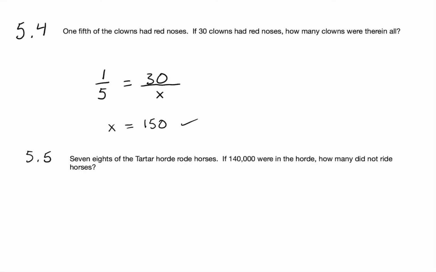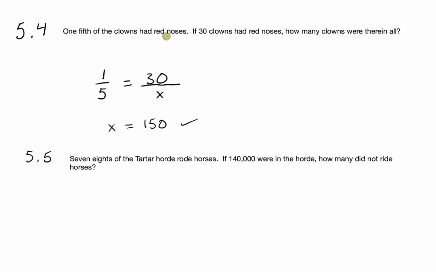All right, so here's our problem, or a question, I should say. All right, so Miss Tracy can't spell. We have 7/8 of the Tartar horde rode horses. Okay, there should be an H there. I can't spell today. If 140,000 were in the horde, how many did not ride horses?